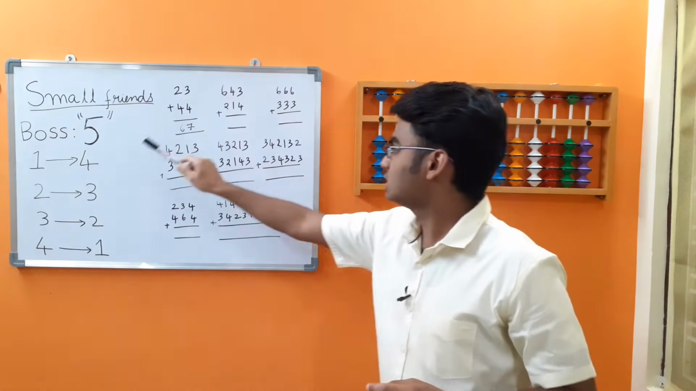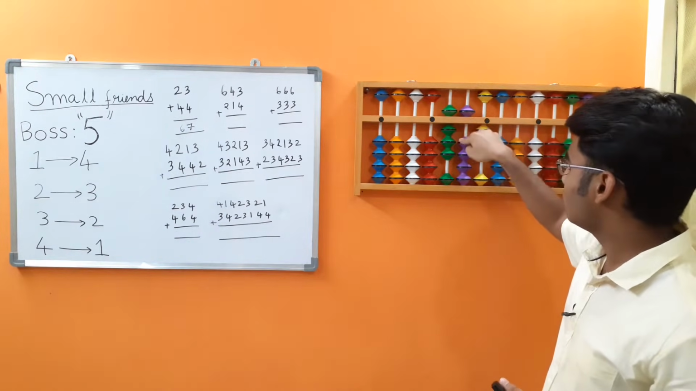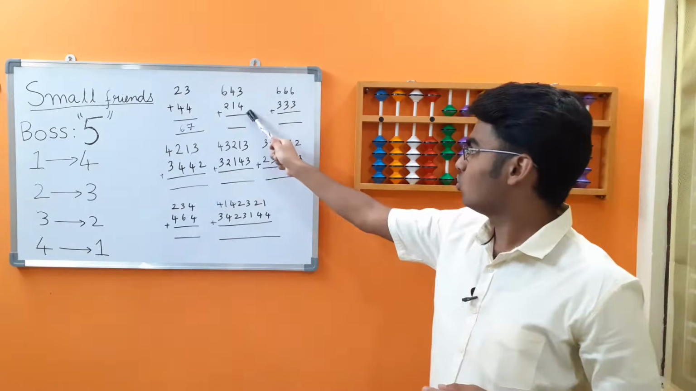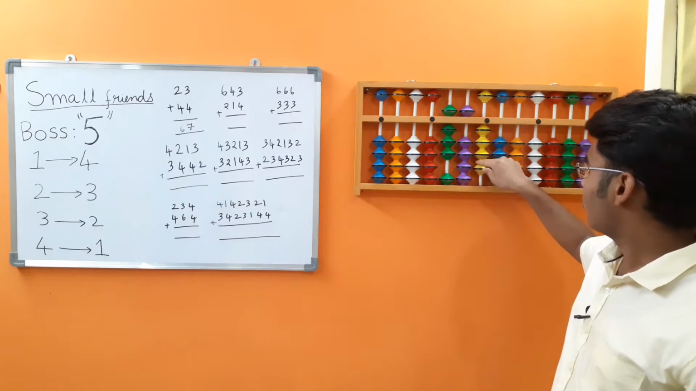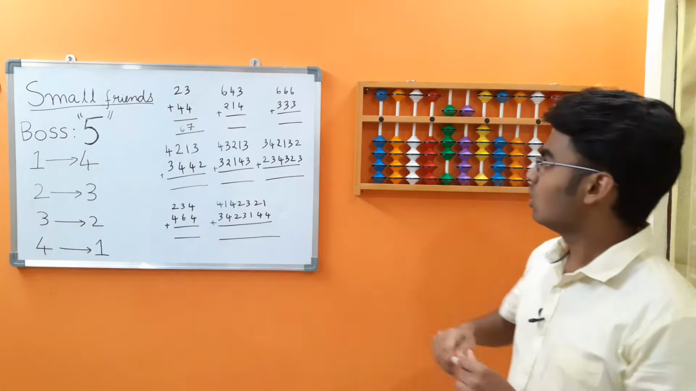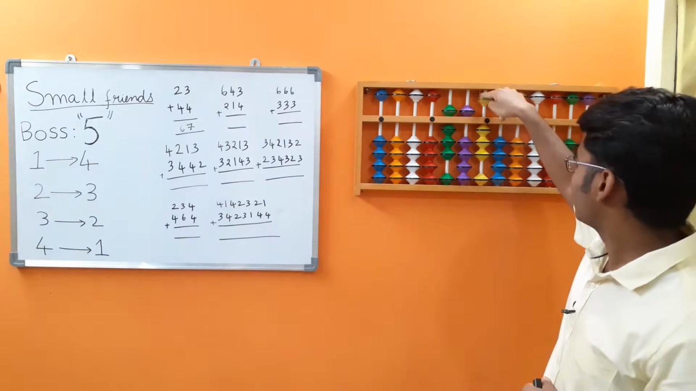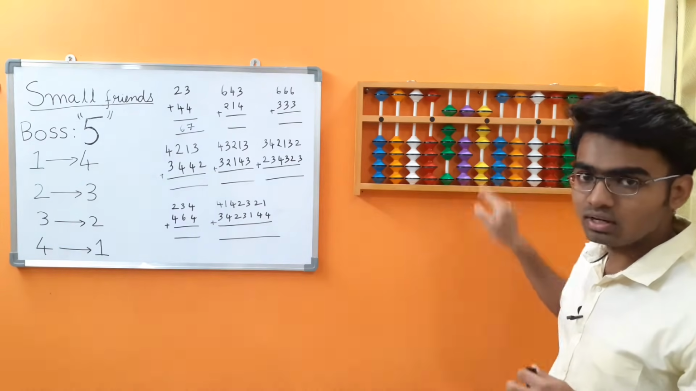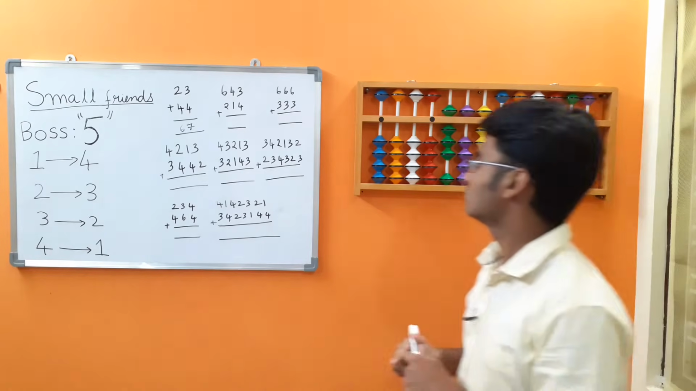1's friend is 4. Add the boss 5 less the friend 4. We have to add 4 now. We cannot add 4 directly because we only have 1 bead, but we have to add 4. 4's friend is 1. Add the boss 5 less the friend 1. We got the answer as 857.